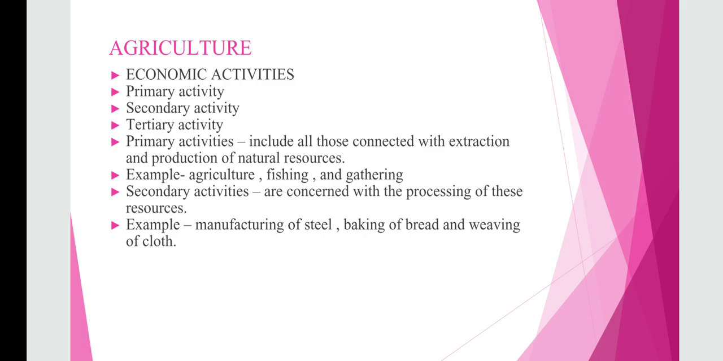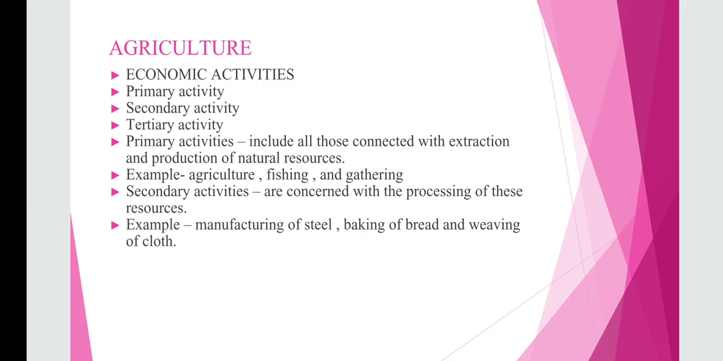What is primary activity? It includes all those activities connected with extraction and production of natural resources. We can extract it or we can produce. That is primary activity. Now, for example, look at agriculture. We can produce, isn't it? We can extract as well as produce. Fishing, that also we can extract and we can produce.